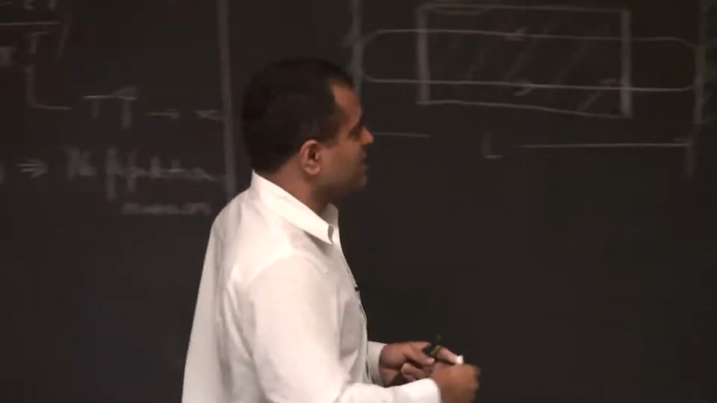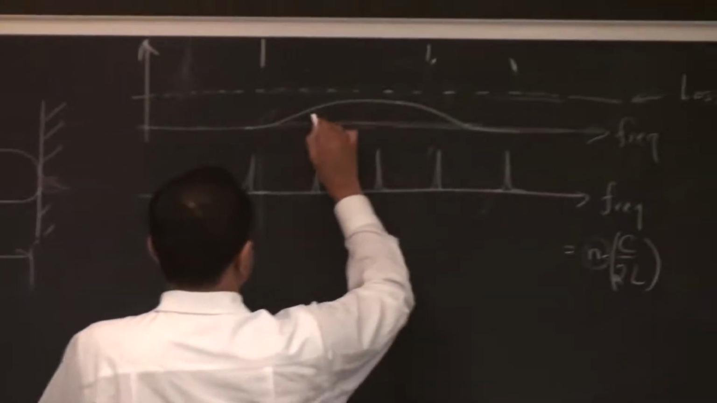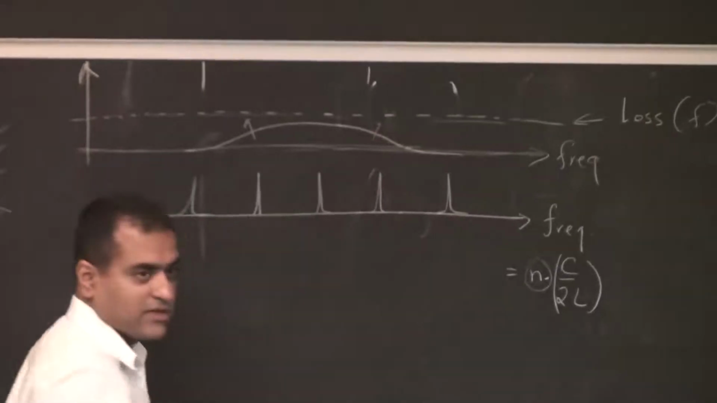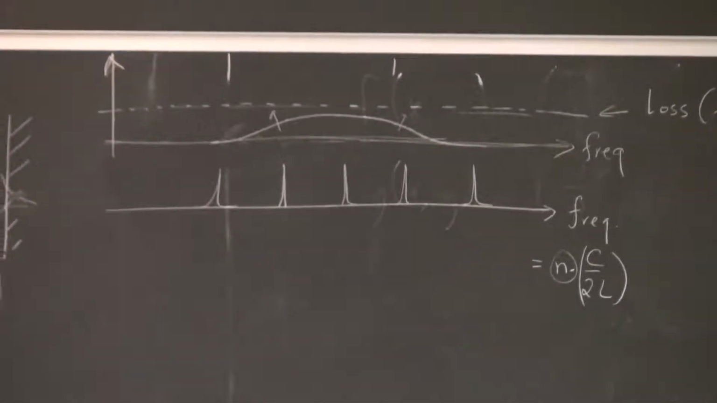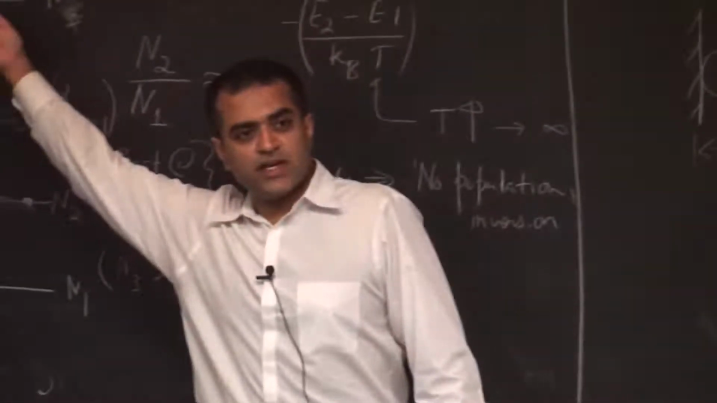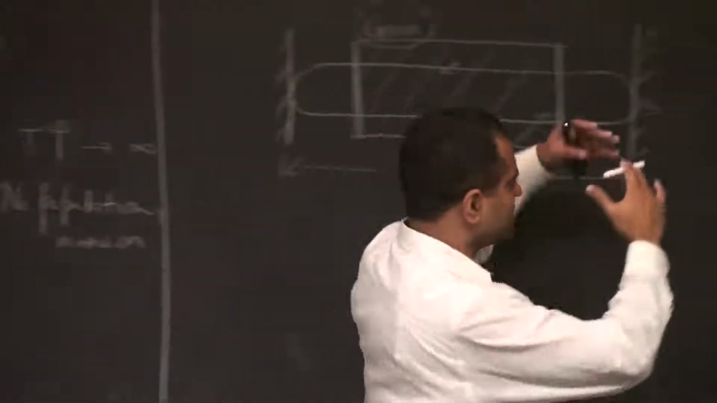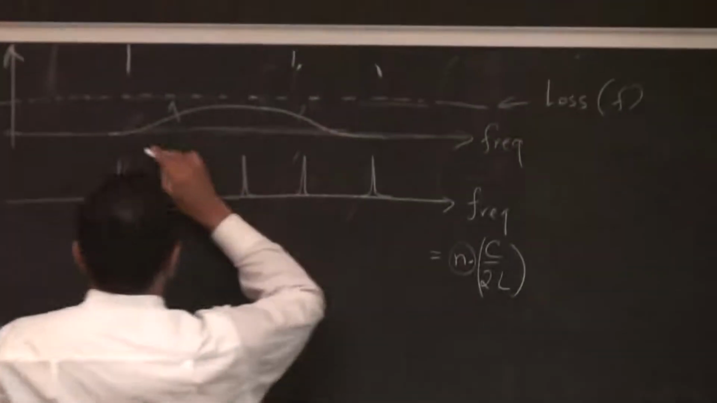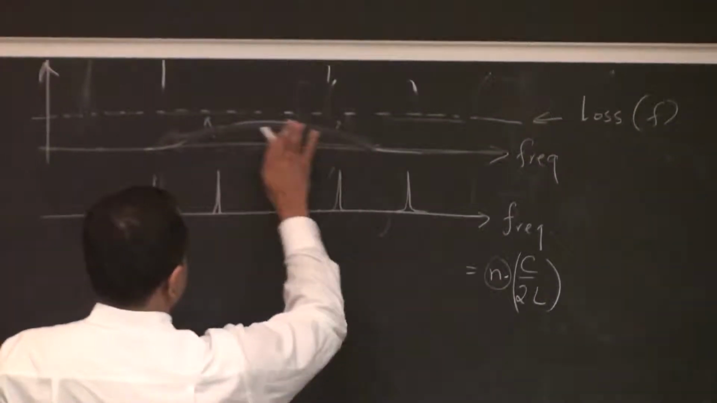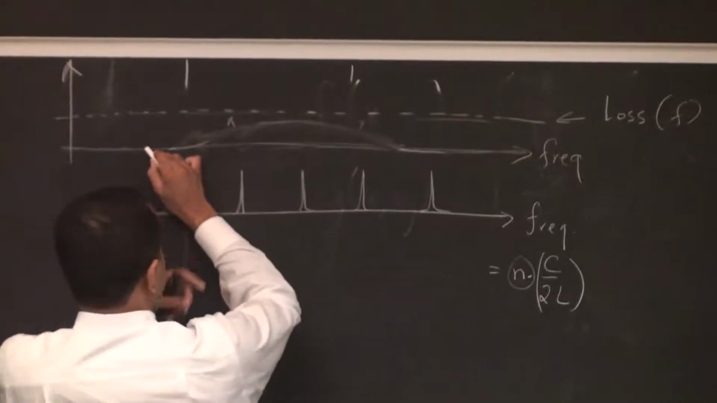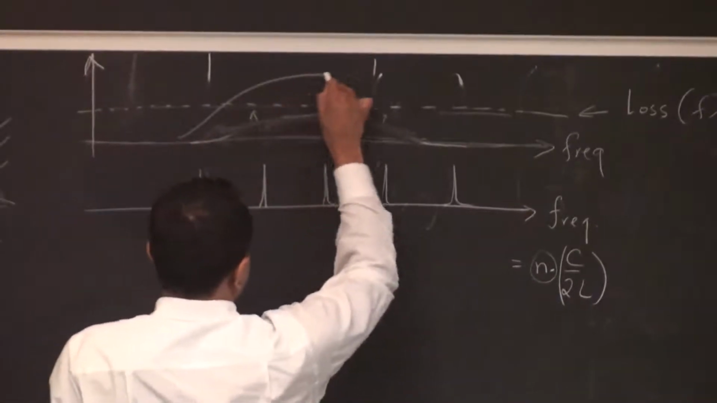At some point, as I pump more, the gain curve is rising. What does that mean? I'm going more and more towards population inversion. I have N3 more than N1. So that's what I'm doing as I pump more, right? And the gain curve is moving up. As it moves up, at some point you can see it'll go above the loss, and the one sketched there, maybe it's looking like that now.